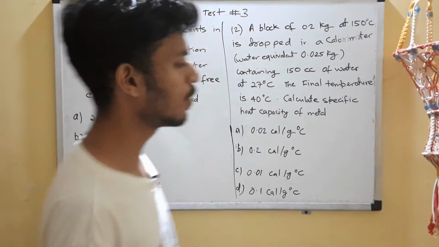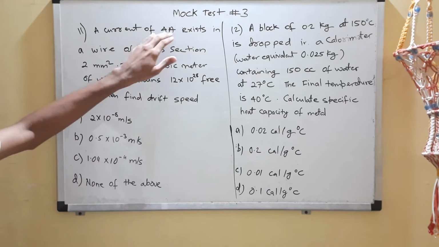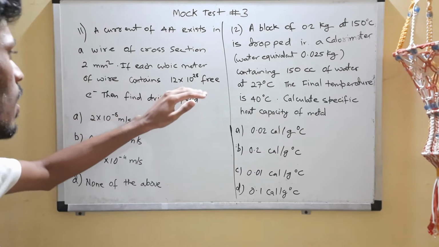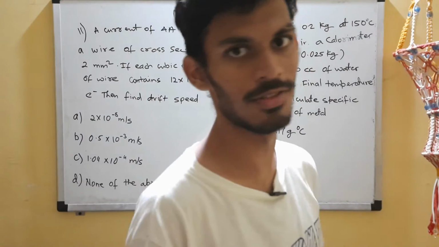So question 11 and 12 over here, let's get to it. In question 11, we have a current carrying wire. It is carrying a current of 4 amperes. Its area of cross section is given, and the number of free electrons per unit volume is also given. You are supposed to find the drift speed of these electrons.